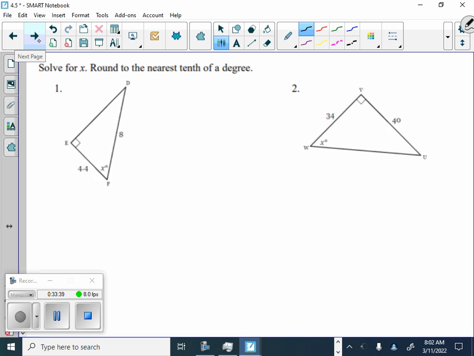Alright, so we're going to find a missing angle, and we're going to round to the nearest tenth of a degree. Okay, so tenth of a degree, how many decimal places? 1, good. Okay, 1 decimal place.